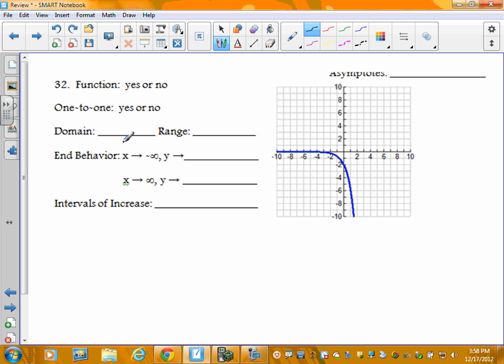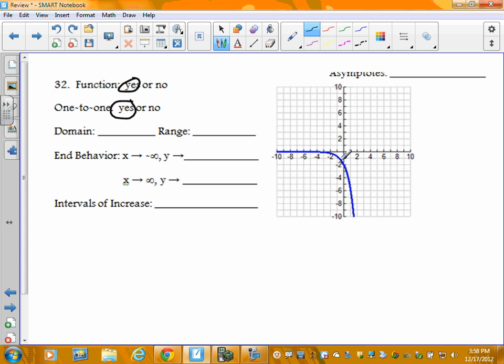Let's do the same thing for 32. Again, notice the function. Yes, it's a function. Horizontal line, yes, it's 1-to-1. Remember, before you say no on 1-to-1, it's got to be something like this. And before you say no on a function, it's got to be something like that. That would be no on a function. This would be yes on a function, but no on 1-to-1, because it fails the horizontal line test. But this particular picture here is yes and yes.